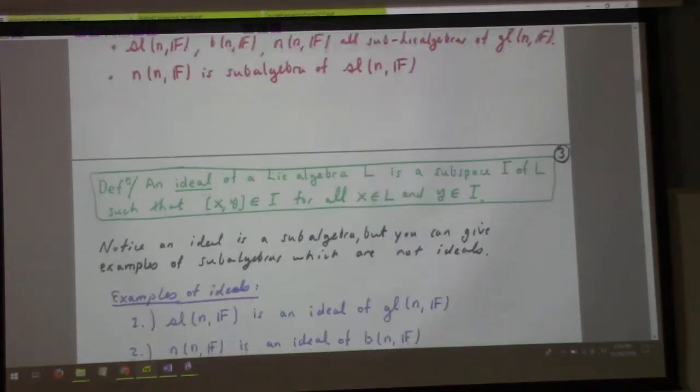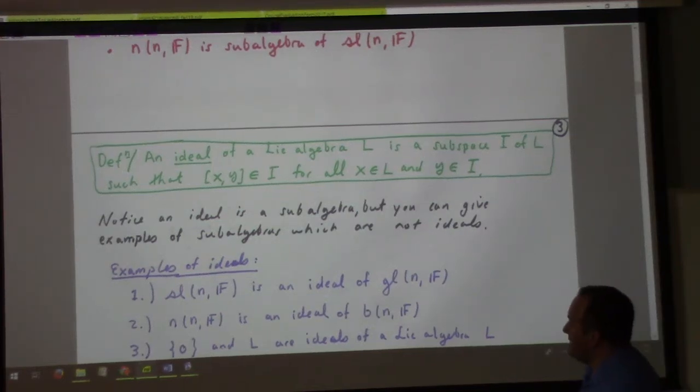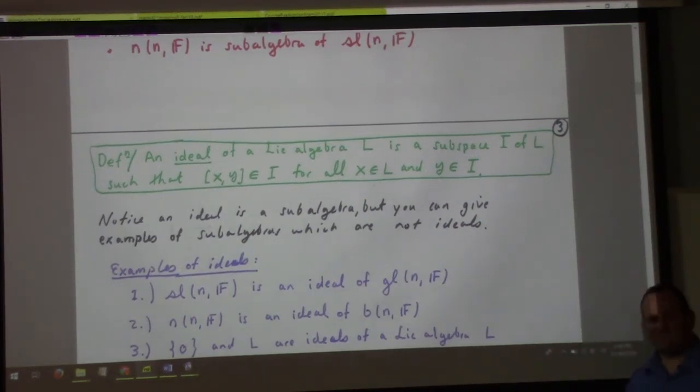Let me go on. What's an ideal? An ideal of a Lie algebra is a subspace such that it satisfies closure, right? So x bracket y is in I for all x in L and all y in the ideal. So this is, more or less, the same notion we had of ideal in a group, right? Maybe a ring.